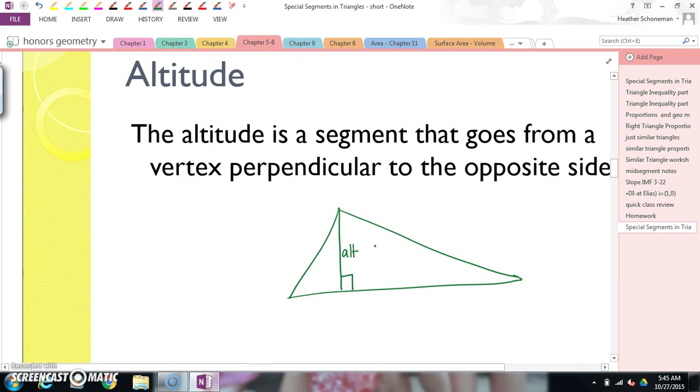And again, we can draw one from each vertex, but just to make it easier, we're drawing one for this picture. So the median, the one we just did, cut the segment in half. The altitude goes straight down and forms a right angle here at the bottom. That's what we need to remember about the altitude.